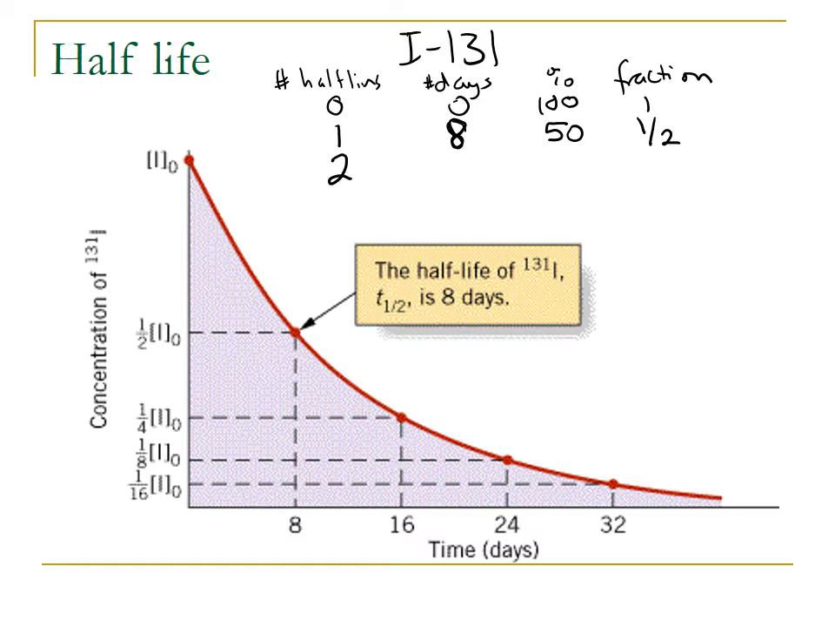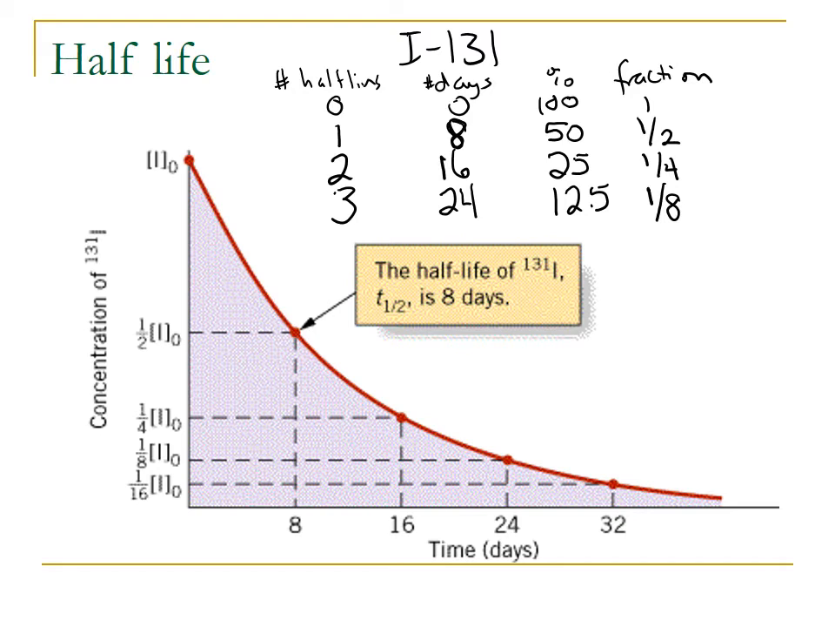Now, let's say we go through another half-life. That means 8 more days have passed. We're 16 days after we started. Half of this 50% has decayed. So half of 50 is 25%. Half of a half is a fourth. And then we get to keep going. After another half-life, that means another 8 days has gone by. We're 24 days after we started. We're down to 12.5%. And that gives us 1/8 as the fraction of the initial.